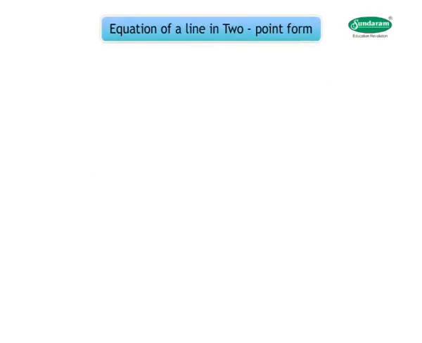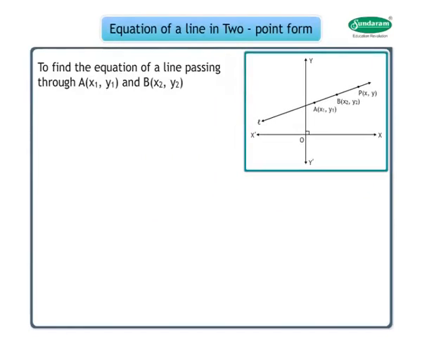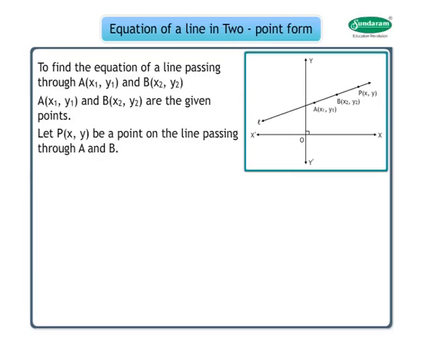Equation in two-point form. To find the equation of a line passing through A, x1, y1 and B, x2, y2. A, x1, y1 and B, x2, y2 are the given points. Let P, x, y be a point on the line passing through A and B. Slope of line AB is equal to (y2 minus y1) upon (x2 minus x1).